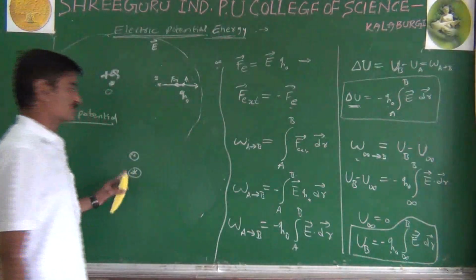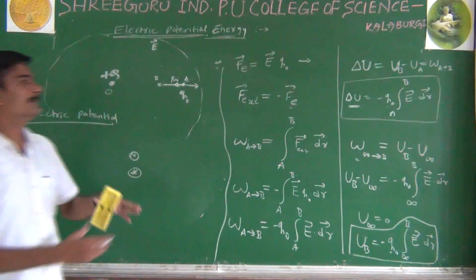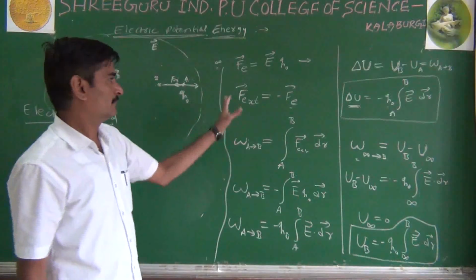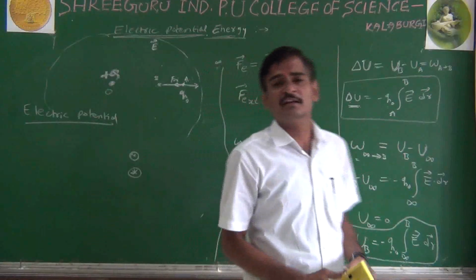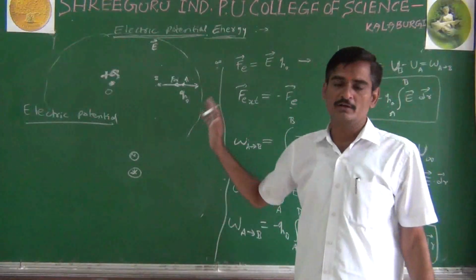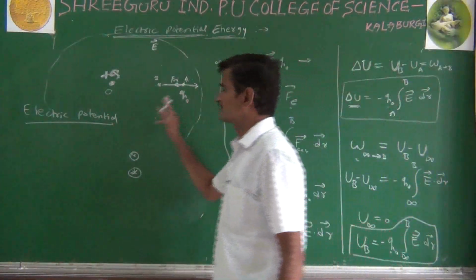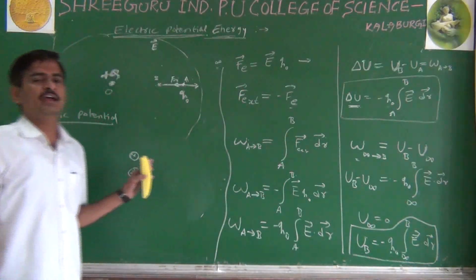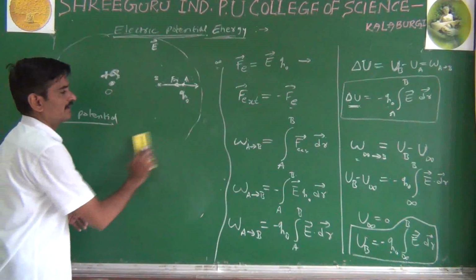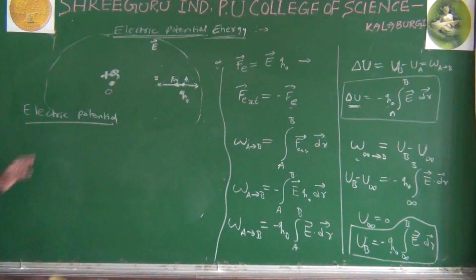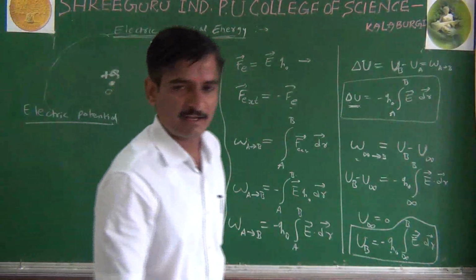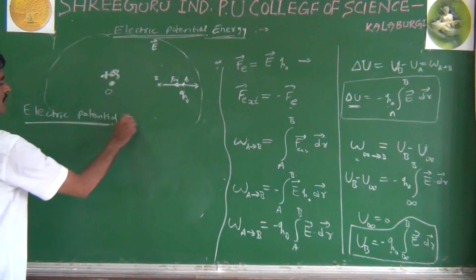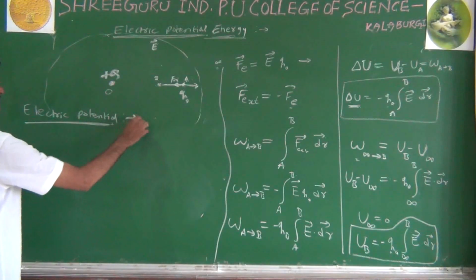So these two points you have to remember: the work done in moving the charge from A to B in the electric field does not depend upon the path followed, and the charge is moved very slowly, that is, without acceleration. These two points are very important. So you got the idea of electric potential. Now I will talk about the concept of electric potential.